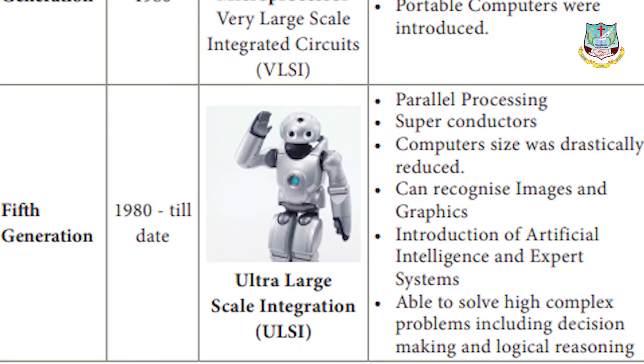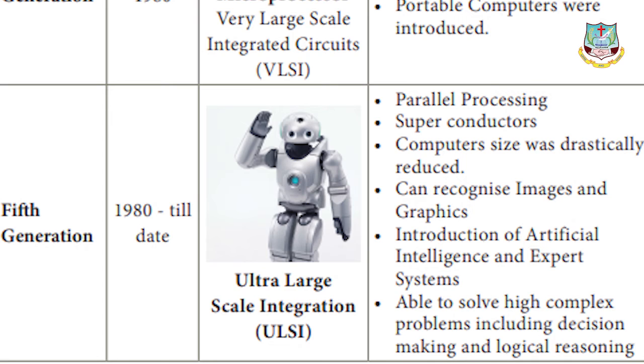Parallel processing means when you are giving the input, it will be processing, and at the same time it can be done in parallel. At the same time, one set of data can be given as input, one set of data will be processed, and another set of data will be giving the output. Like this, parallel processing is possible.